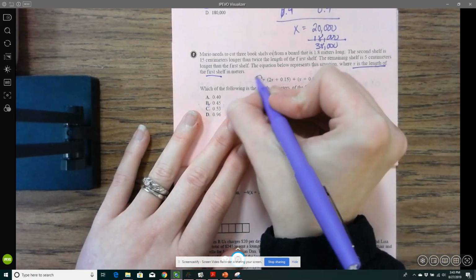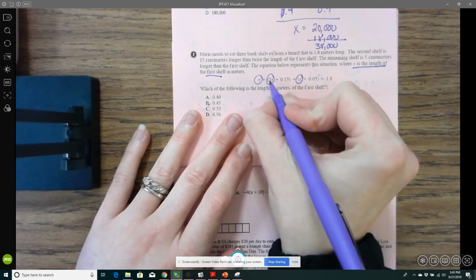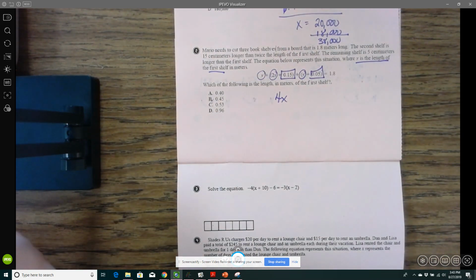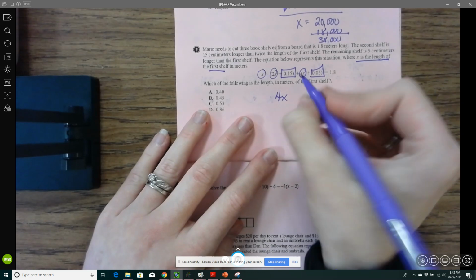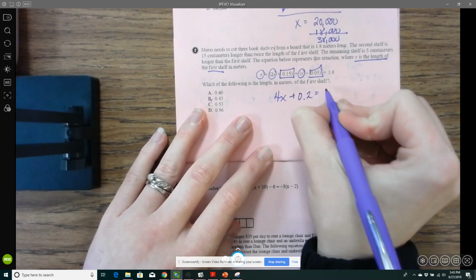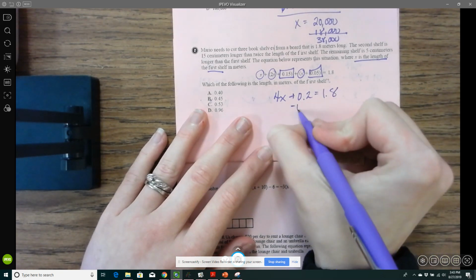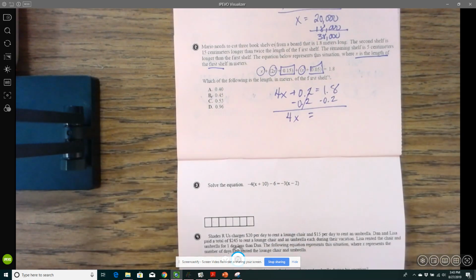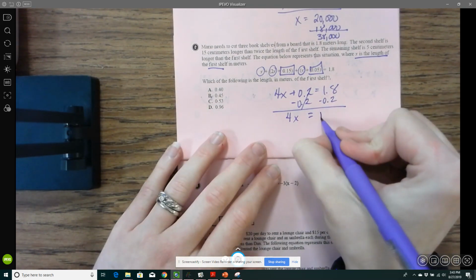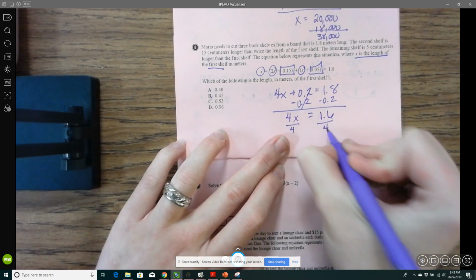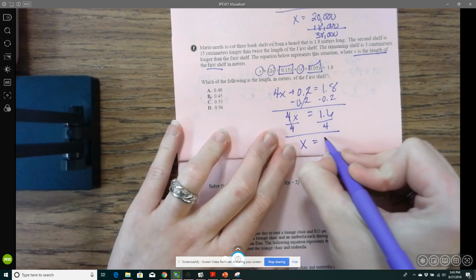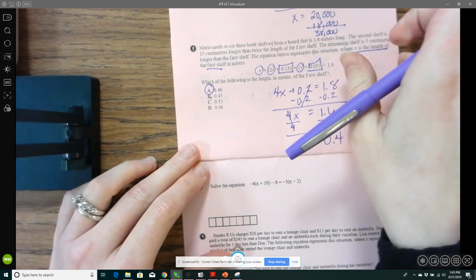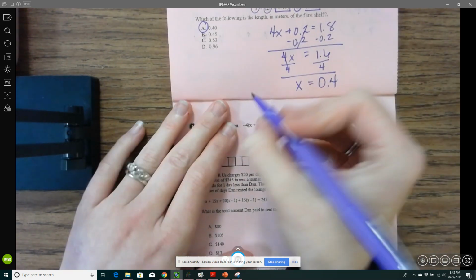But the first thing we need to do is to combine like terms. So x, 2x, and x is 4x. And then 0.15 plus 0.05 gives me 0.2. And now I can solve. So this is out. We get 1.6, and if we divide by 4, x should equal 0.4. So that's A.